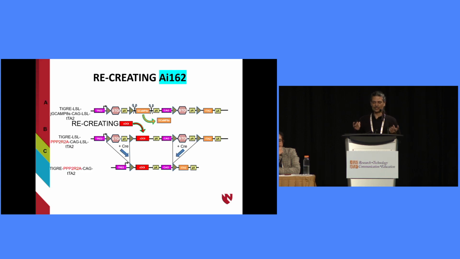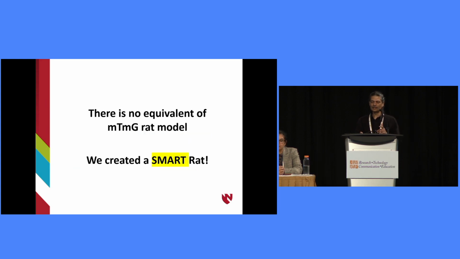And this is another classical example where you can use 2 different cassettes. One is constitutive expression, another one is tetracycline expression. Both can be achieved by creating a single mouse. And there is no equivalent of the MTMG mouse, like a traffic light reporter kind of rat.